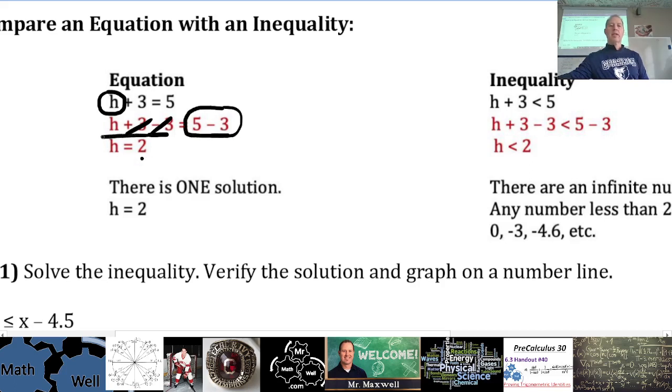So when it's all said and done, I have h all by itself. It's positive, it's in the numerator, there's no fraction, it's not in the bottom of a fraction. It's all by itself and positive in the numerator, so I'm done. I know that h is 2. I can check that, and I should check that.